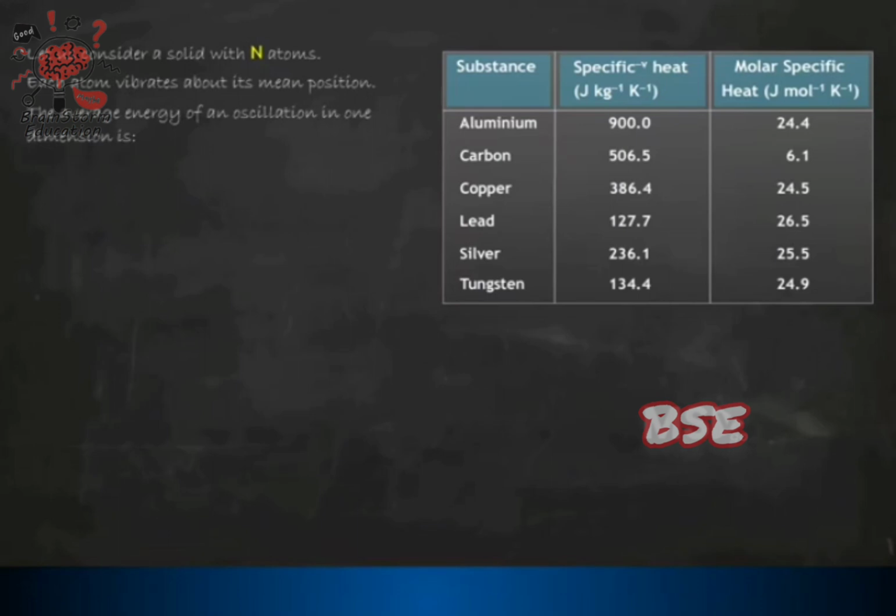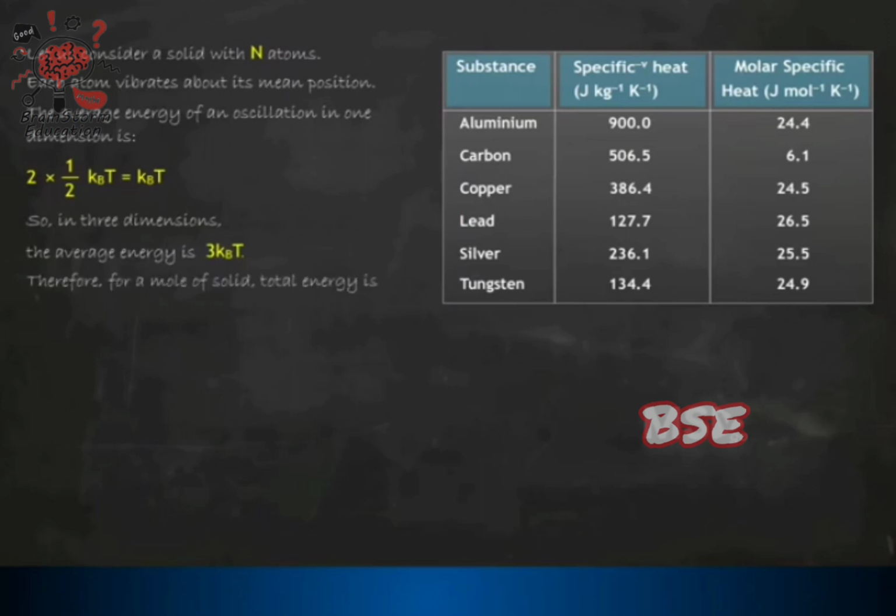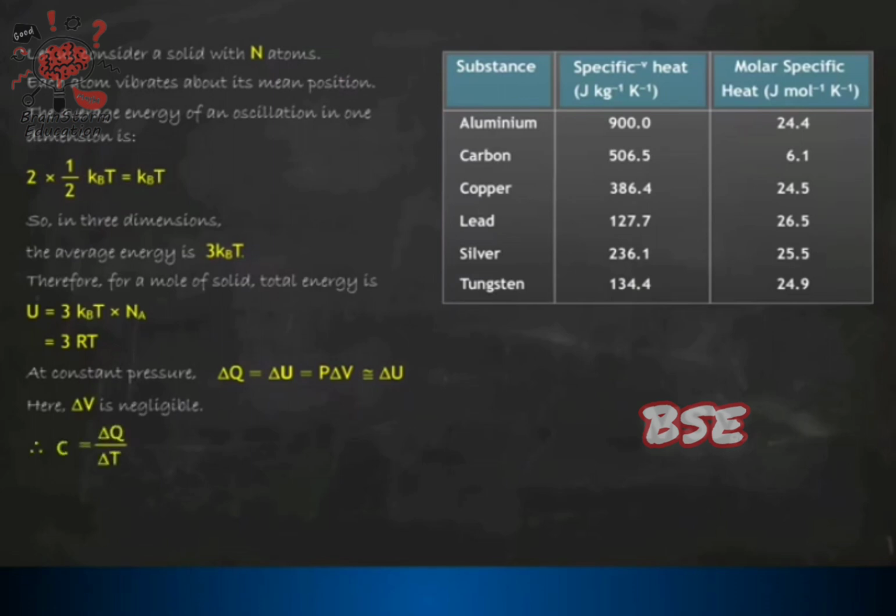The average energy of an oscillator in one dimension is 2 into half kBT equals kBT. So in 3 dimensions, the average energy is 3 kBT. Therefore, for a mole of solid, total energy is U equals 3 kBT into Na equals 3RT. At constant pressure, delta Q equals delta U plus P delta V, equivalent to delta U. Here, delta V is negligible. Therefore, C equals delta Q by delta T equals delta U by delta T equals 3R.